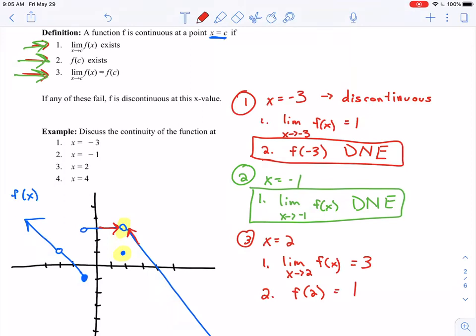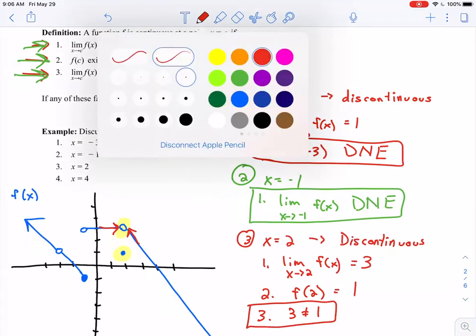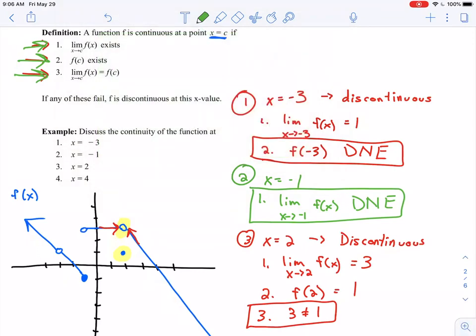So the limit exists, the function exists, but as we'll see in number 3, hey, look, are these two things equal? 3 is definitely not equal to 1 the last time I checked. So this is why our function is discontinuous at x equals 2. Whoops, and I forgot to label that back here too. For x equals negative 1, our function is discontinuous.